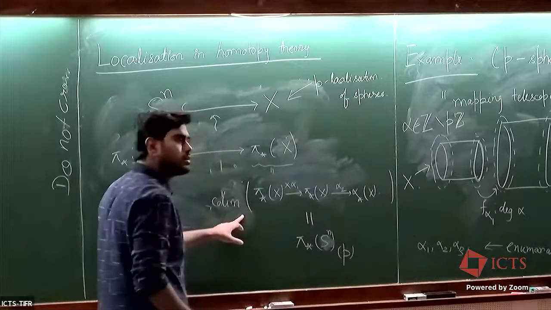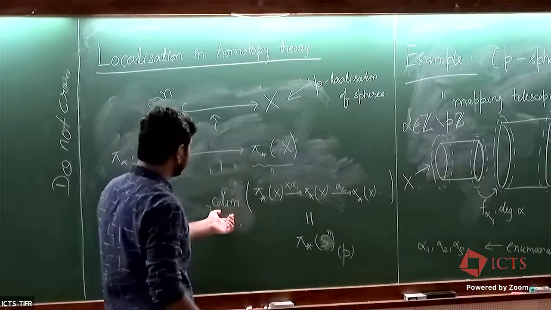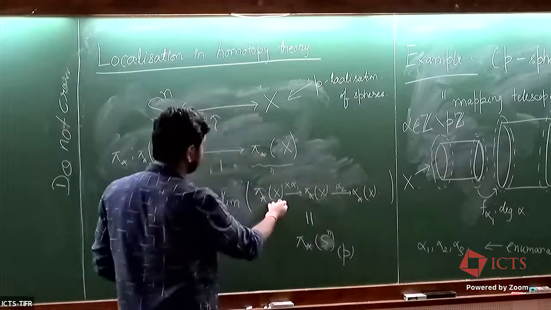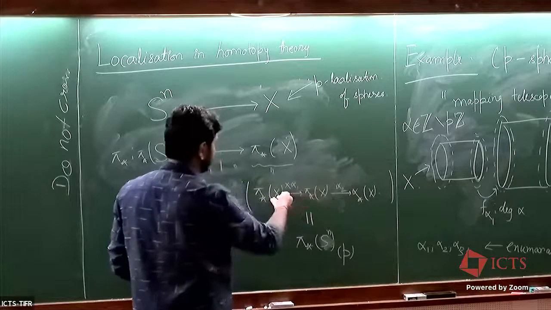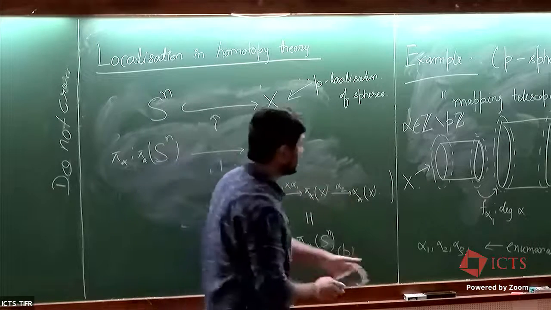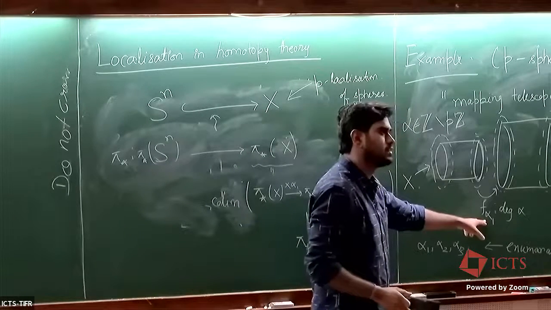This is equal to the colimit of this diagram, pi star of X to pi star of X to pi star of X, where the maps are multiplication by alpha 1, alpha 2, corresponding to the degrees of the maps f alpha 1, f alpha 2.